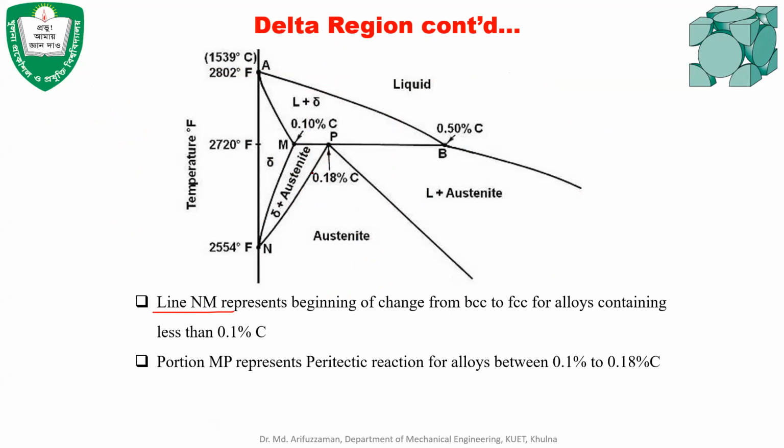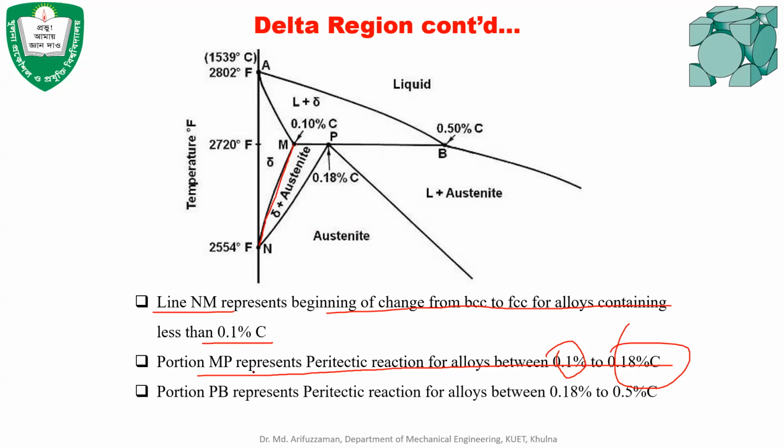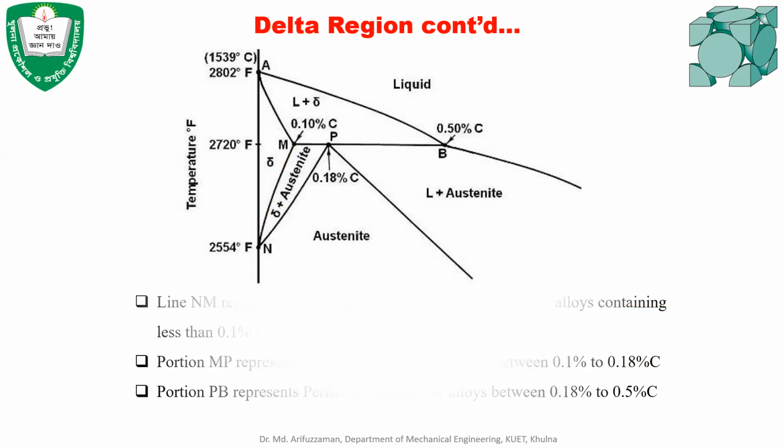The line NM, that means N and M, represents the beginning of change from BCC to FCC for alloys containing less than 0.1% carbon. That's what I said. This MN region indicates the starting point of transformation from delta to austenite. And portion MP is the peritectic reaction for alloys between 0.1 to 0.18%, and portion PB is the same peritectic reaction for 0.18% to 0.5% carbon. Okay, these are the same thing.